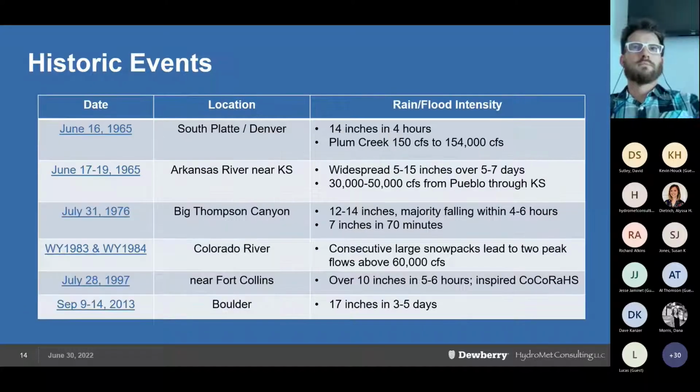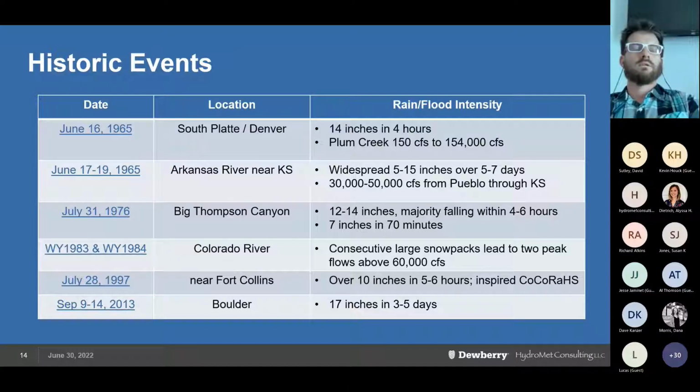So that's a summary of the types of events. And now I think it's always fun to talk about these historic events because they really are incredible in terms of just thinking about how far out of bounds some of these events were. So 1965, I think many folks are familiar with that event.